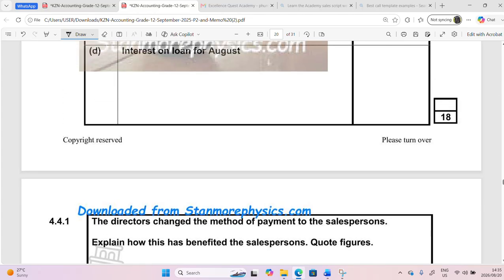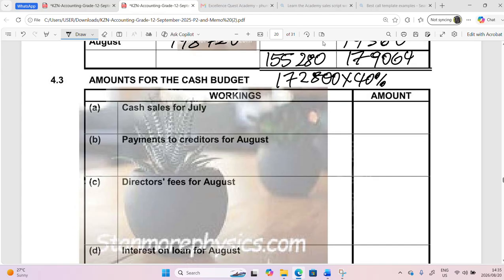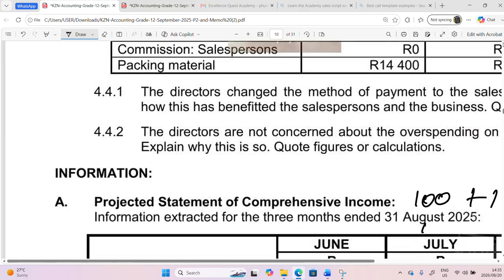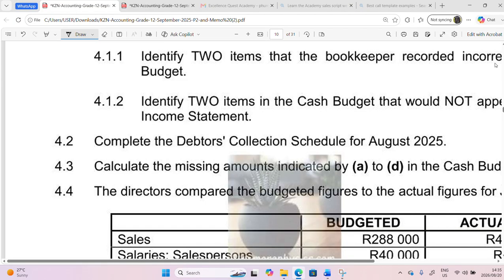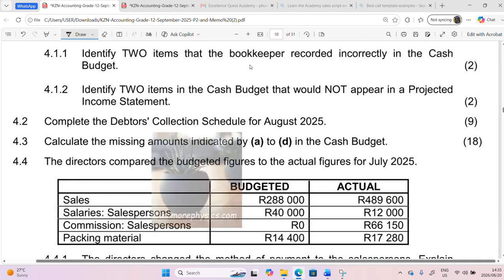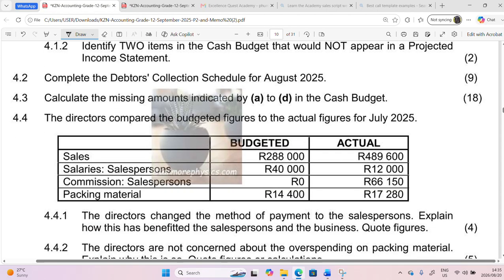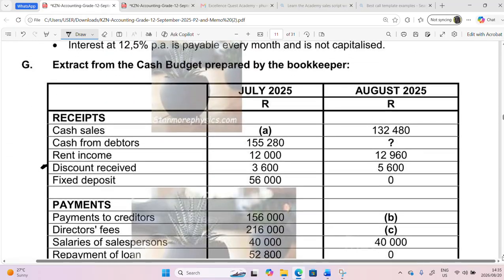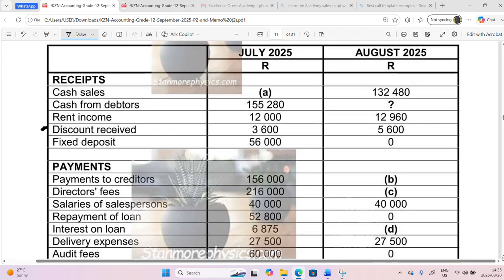We need to check the next question. Calculate 4.3, guys: calculate the missing amounts indicated by A to D in the cash budget. So we're not completing the full example of the cash budget, but we are going to calculate the amounts missing from A to D. Here's the cash budget.